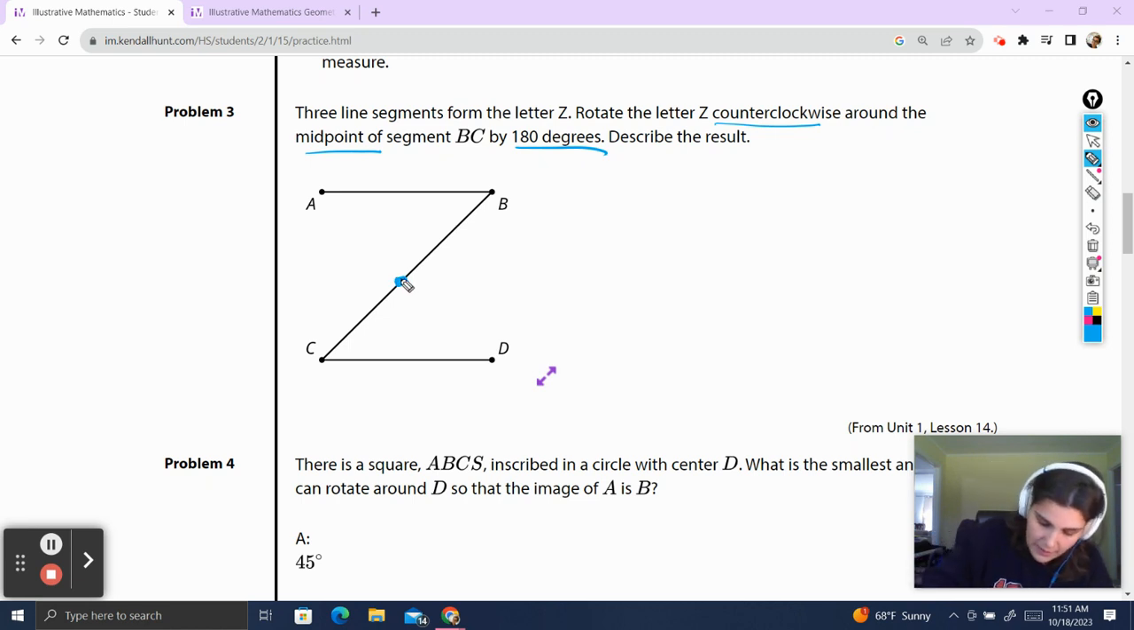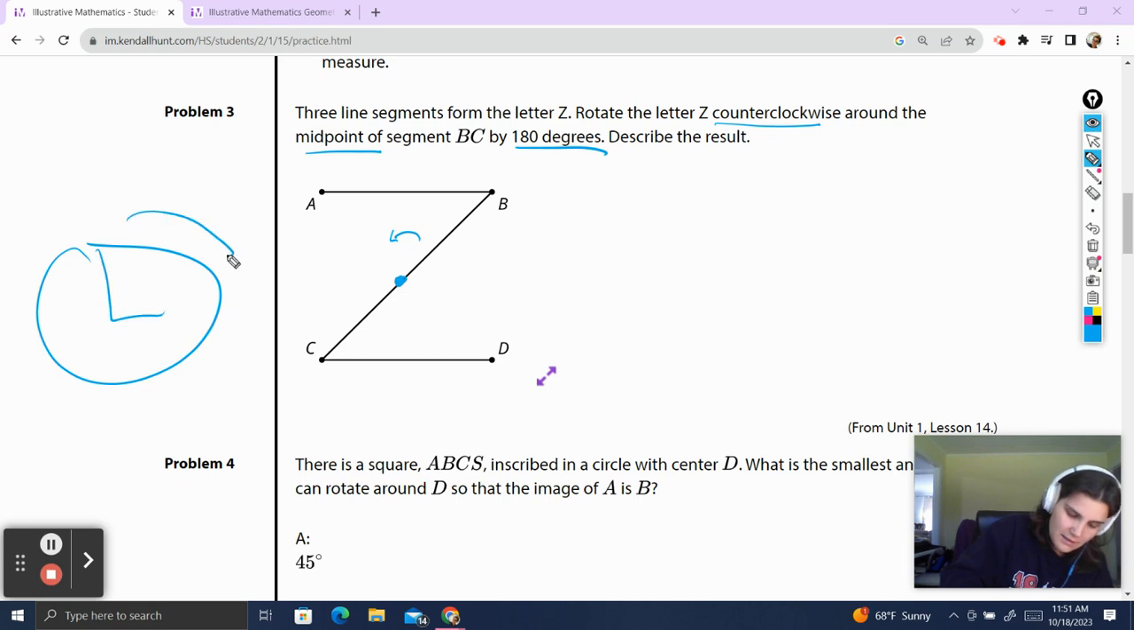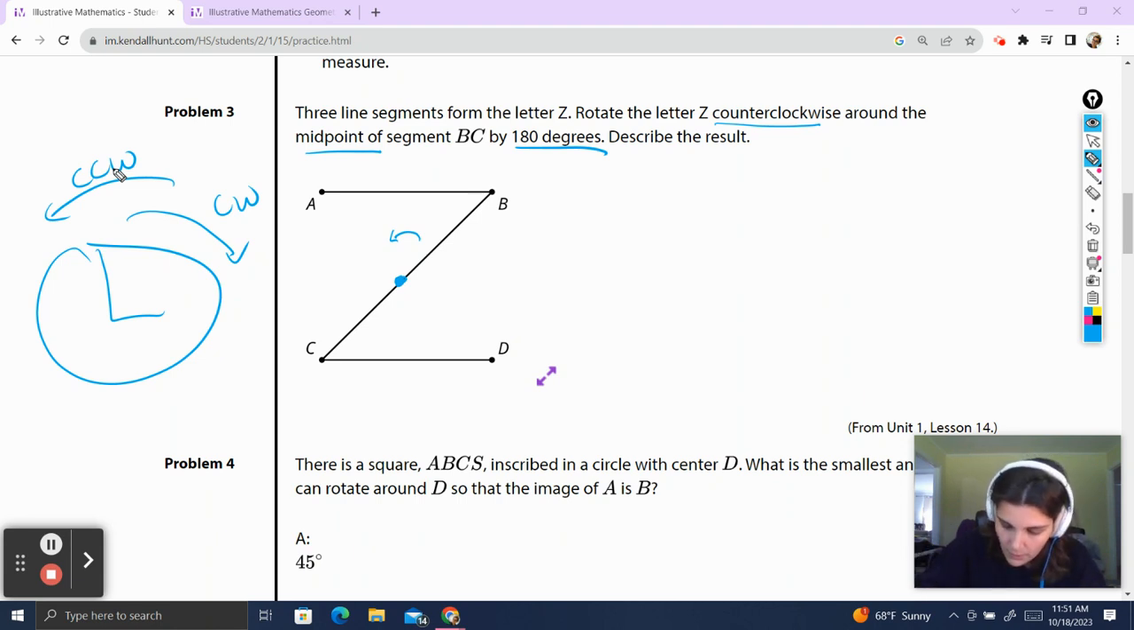And we're rotating counterclockwise, which means we're going this direction because our clock looks like this. That direction is the way our clock goes. That's clockwise. The opposite direction is counterclockwise. We're going to rotate it counterclockwise around the midpoint of segment BC, 180 degrees. Describe the results. Well, he's going to go all the way around.